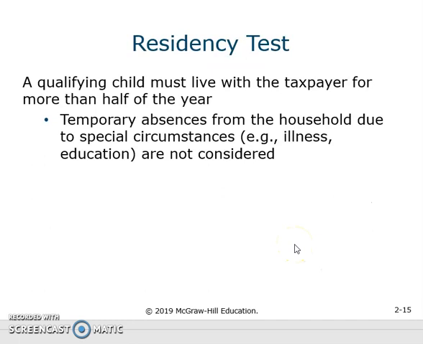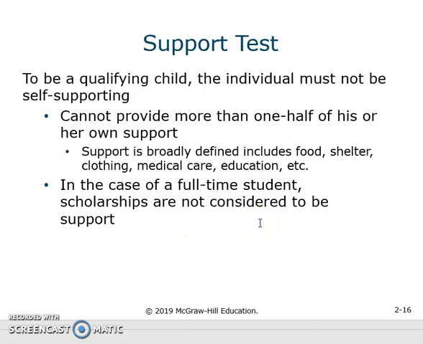So next we have the residency test. A qualifying child must live with the taxpayer for more than half the year. Again, in this test, the temporary absences due to illness or education are not going to be considered as time away from the home.